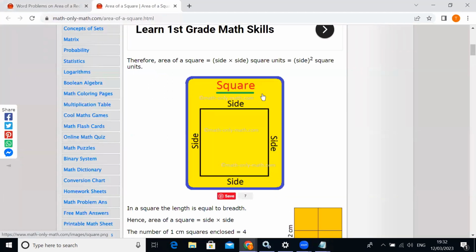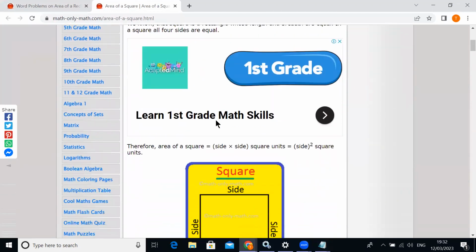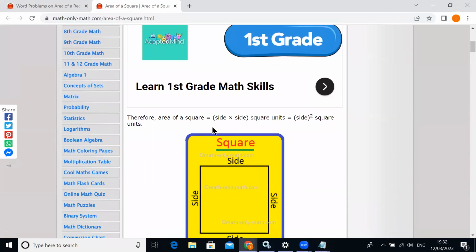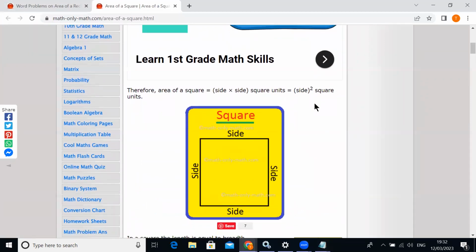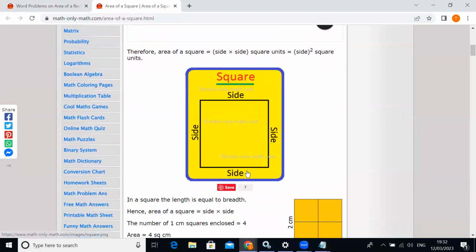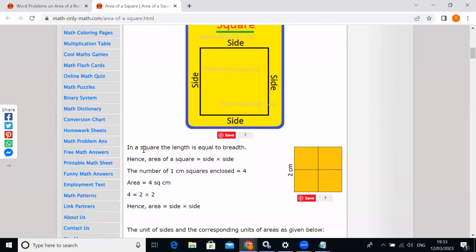We can go online and understand more about the problem. We can learn about squares and the area of a square. Here, we learn how to find the area by counting squares. The area of a square is side times side. We have four equal sides, so the area is one side times another side, which is one side squared. In a square, the length is equal to the breadth.